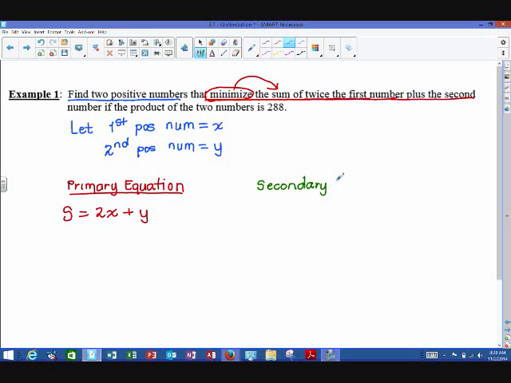It is quite common for many of these optimization problems to deal with two variables, in this case x and y. And if that happens, you need to search for a secondary equation, which I tell my students is usually going to relate to some numerical value that's given in the problem. And if we read this little phrase, it says that the product of the two numbers is 288.